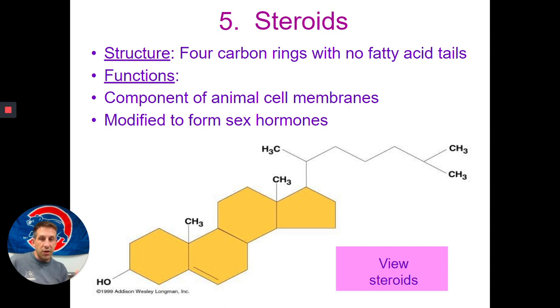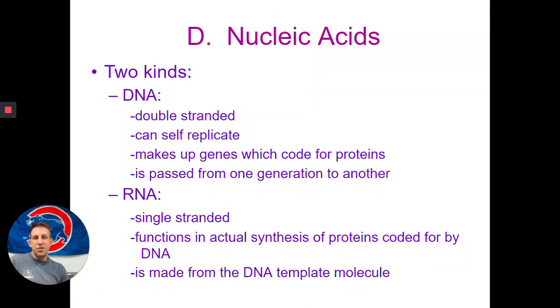Oftentimes, steroids are used as components of animal cell membranes, and that's one of the things, again, in Chapter 7 that we'll see. We'll see some of these steroid molecules that stick out of the cell membranes, and they sometimes act as cell communication beacons, if you want to call them that. But these steroids can also be modified to form sex hormones. So we see sex hormones created from these steroids as well. All right. Let's jump into nucleic acids.